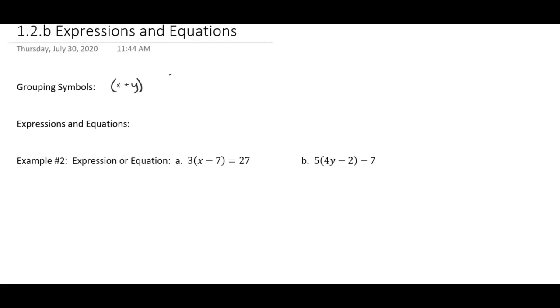We also have square brackets to group things. So you might have something like x plus y minus z or something like that. You can see the parentheses are inside the square brackets. We usually use the parentheses first, and then if we need another grouping, we'll go to the square brackets.